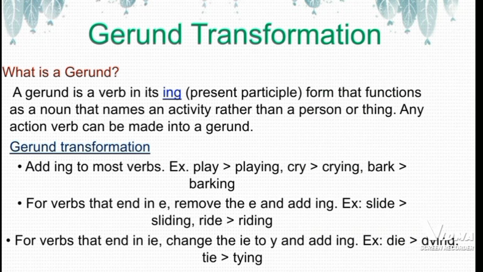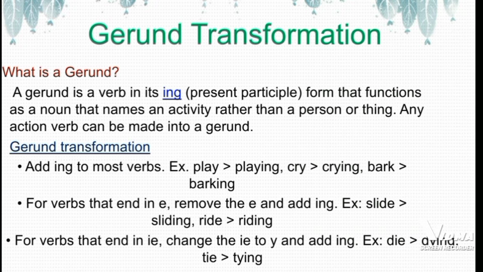Gerund transformation. The first step is adding ing to most verbs. As I have said in the first example, play, we add ing, it becomes playing. Another example, cry, crying, bark, barking. We have rules here in gerund transformation. If the verb ends with y, we just have to add ing, whatever the consonant letter before it.